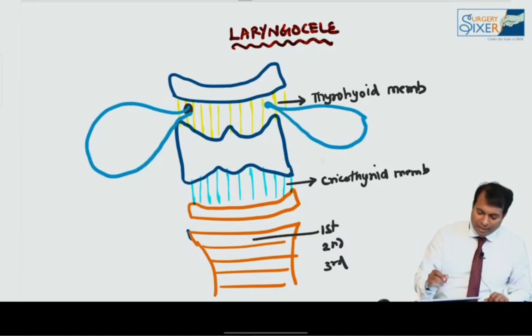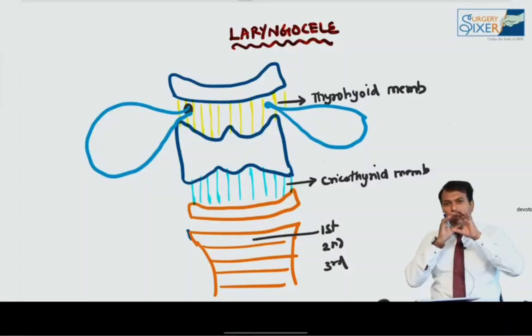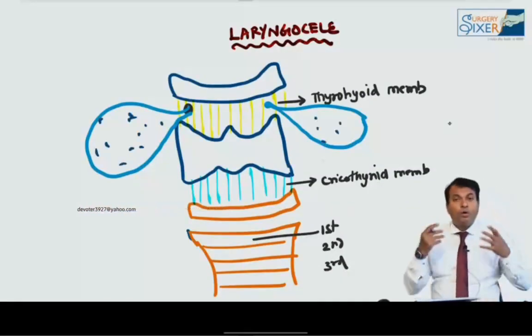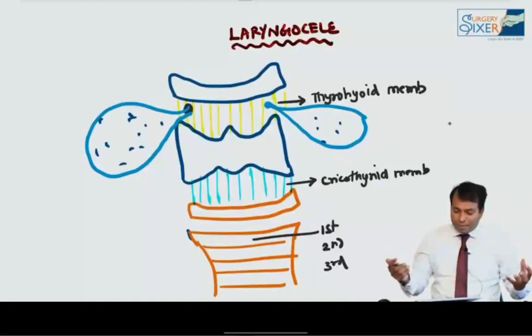Who will it come out in? It will come out in people who shout and take class like me, or who are trumpet blowers. Those guys will develop this laryngocele. That is protrusion of laryngeal mucosa on both sides. If they keep giving high pressure, that produces laryngocele.